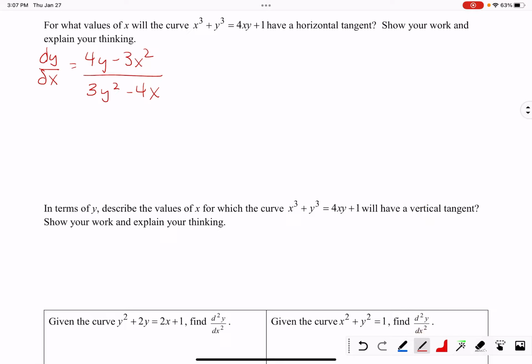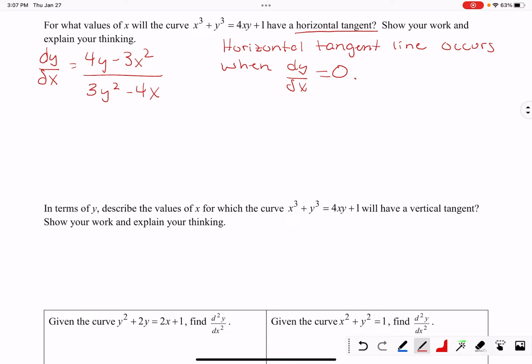I want to know, where does this have a horizontal tangent line? Horizontal tangent lines occur when dy/dx, or the derivative, is equal to 0. Now let's take a second look at this derivative. This derivative is a fraction, written as a rational expression. So when is this entire derivative, the whole thing, going to be equal to 0?